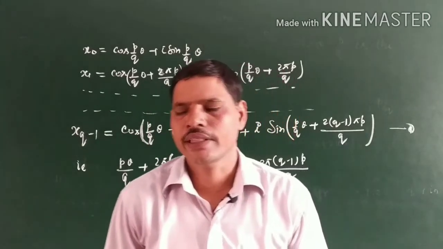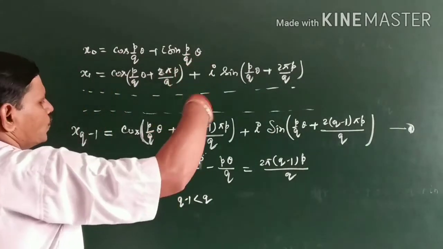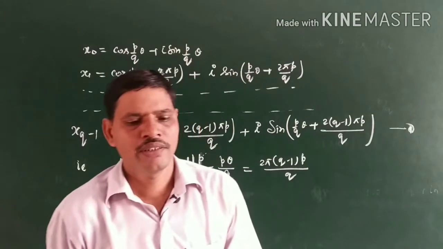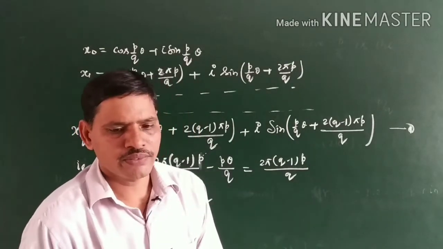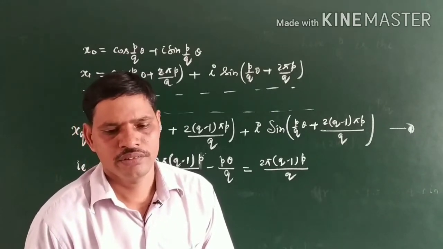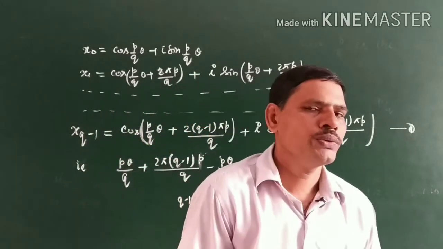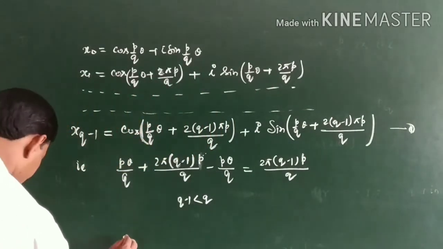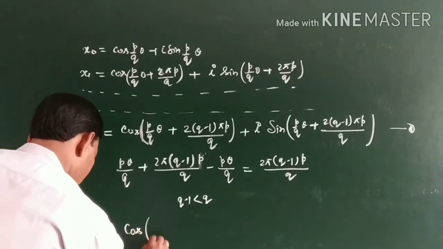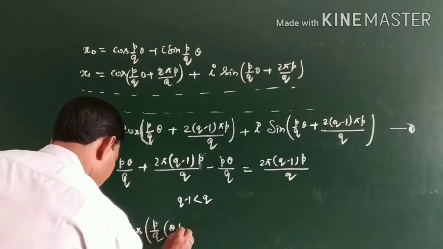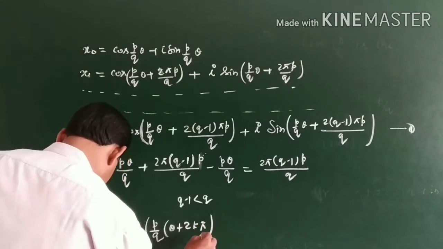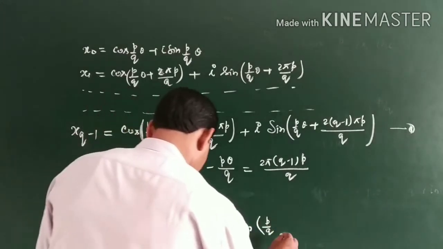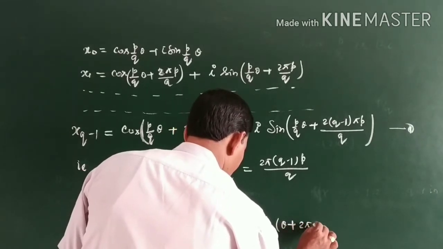Thus we see that (cos theta plus I sin theta) to the power p by q, where p and q are integers prime to each other, has q and only q distinct values, and these are obtained by successively putting k equal to 0, 1, 2, up to q minus 1 in the expression cos p by q (theta plus 2k pi) plus I sin p by q (theta plus 2 pi k).